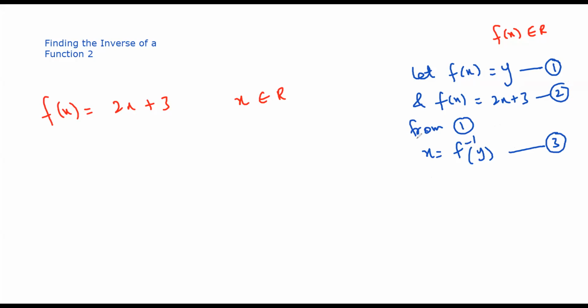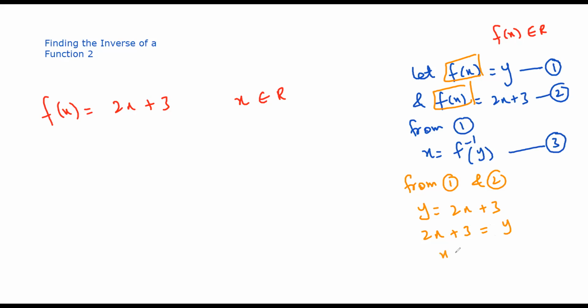Okay. Now you say from 1 and 2, both of these equations are equal to f of x, so you equate their right hand sides. This is y equal to 2x plus 3, and you write it as 2x plus 3 equal to y, and your x is y minus 3 over 2. Okay, now this is your equation number 4.